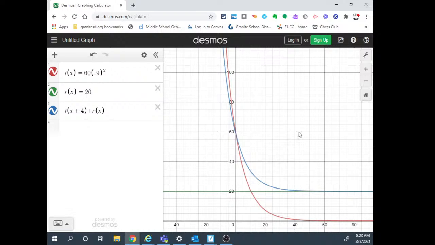Hopefully you've said some things that we've talked about. First thing, the temperature that they're approaching is different, right? We see that it's approaching 20 degrees, which is the room temperature, which makes sense. Maybe it'd be worth noting that they both start at 60 degrees Celsius, and maybe they are decreasing at different rates for given x values, for given intervals. We could even talk about average rate of change.